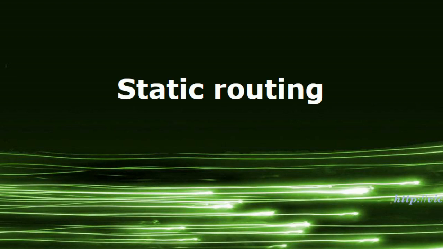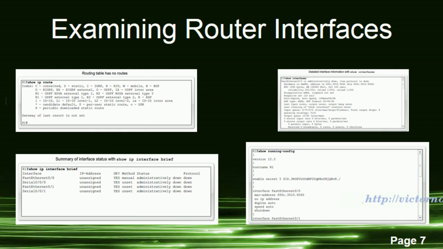Static routing. The show IP route command is used to display the routing table. Initially, the routing table is empty if no interfaces have been configured.